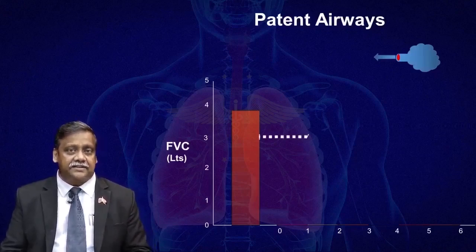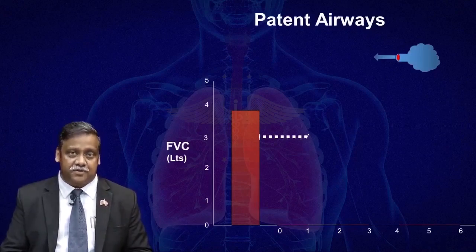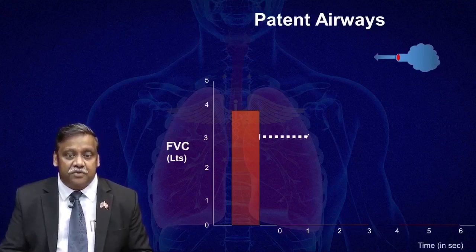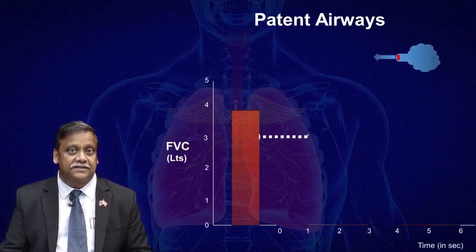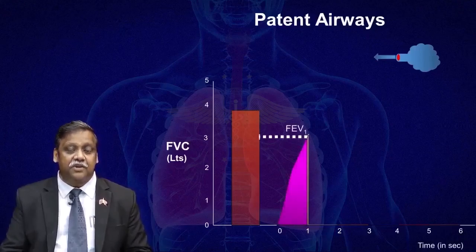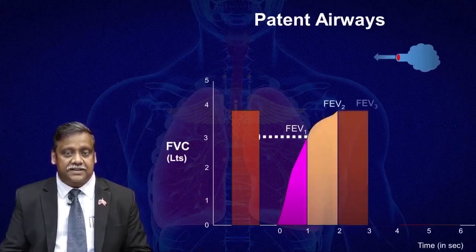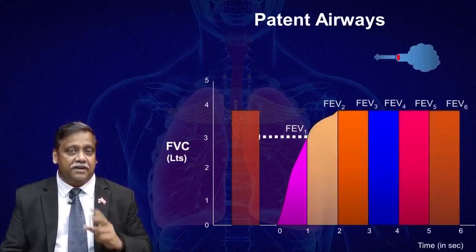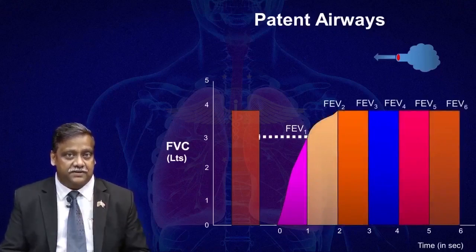Now let us dissect that FVC using a time component. On the x-axis I have time in seconds. The volume of air that you remove in 1 second is called FEV1. The volume of air that you remove in 2 seconds is called FEV2. In 3 seconds, 4 seconds, 5 seconds and 6 seconds. I want you to observe 2 things over here, very important.